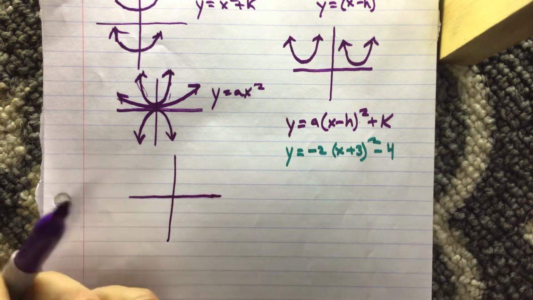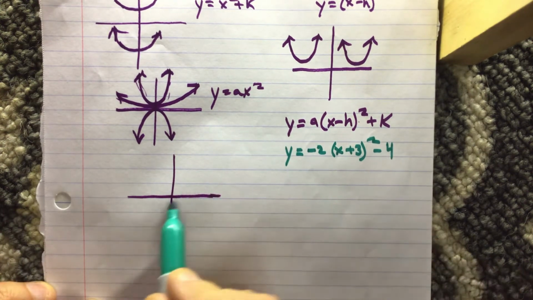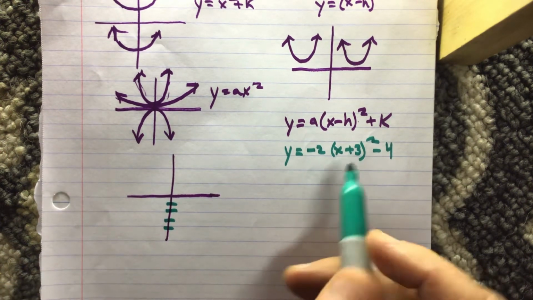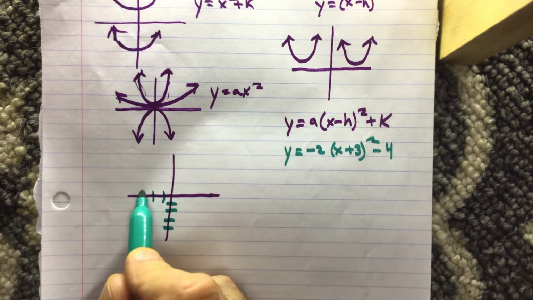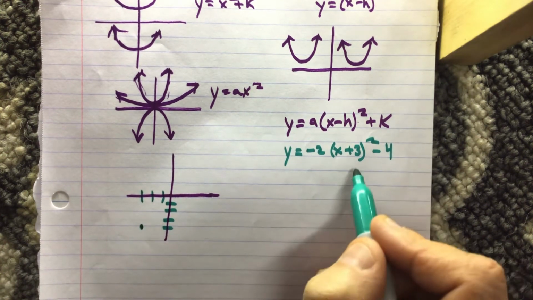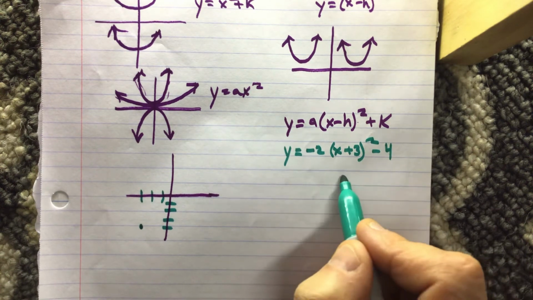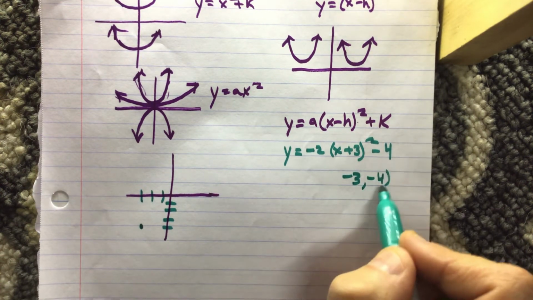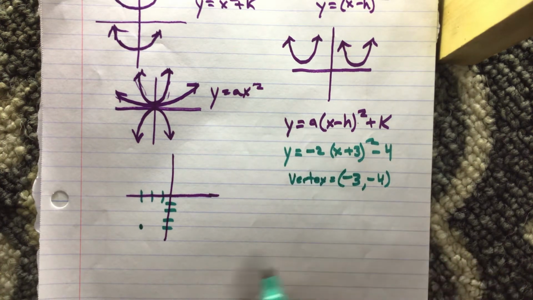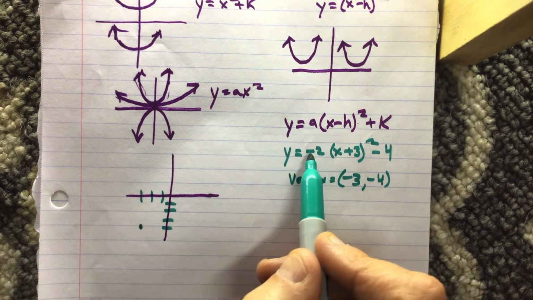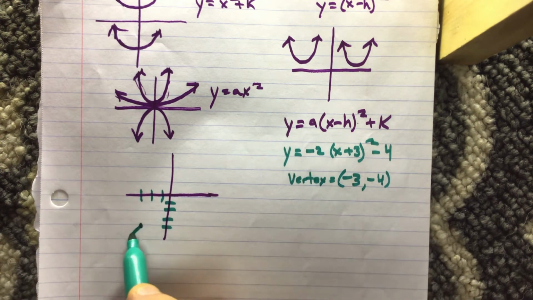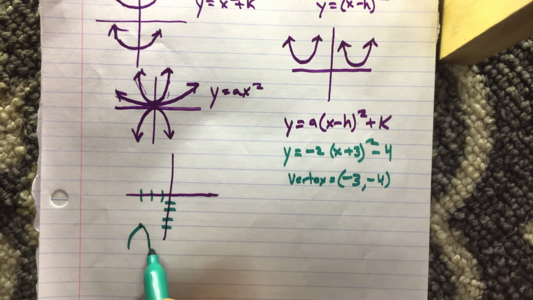I know that it's going to look like 4 units down, 1, 2, 3, 4, 3 units to the left, 1, 2, 3. So that's where my vertex is at. This is actually in vertex form, so I know the vertex is at negative 3, negative 4. And I know it's upside down, and I know that it's kind of narrow, so it looks like this.